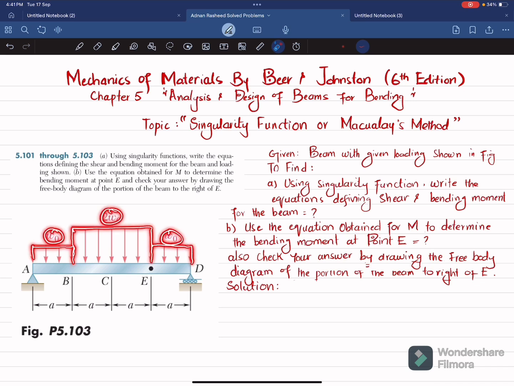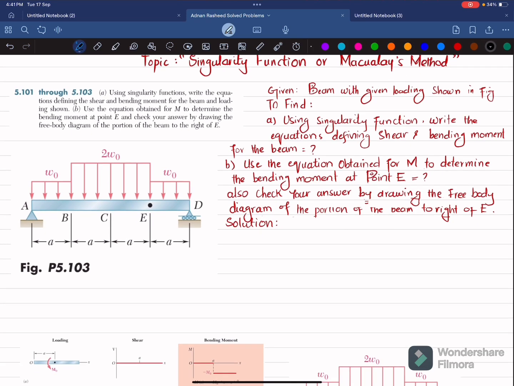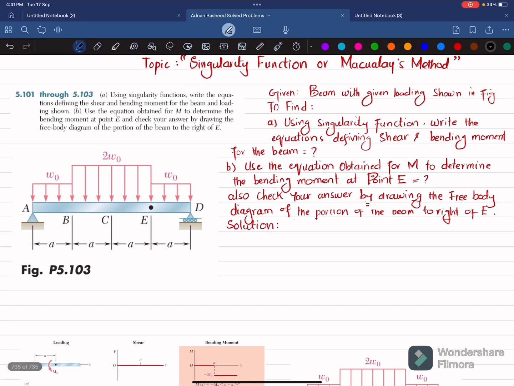So what we will do is find the equation of shear and bending moment by using singularity function. So let's start with the solution of the first part. What if we remove the support at point A? You will have a reaction force, let this be represented as RA. And what if you remove the roller support at point D? You will have a reaction force, and this is equal to RD. And we will find RA and RD by using the equations of equilibrium.